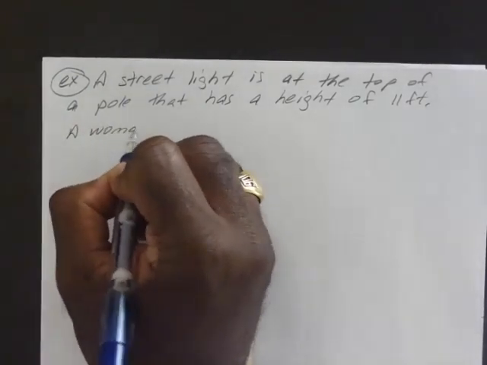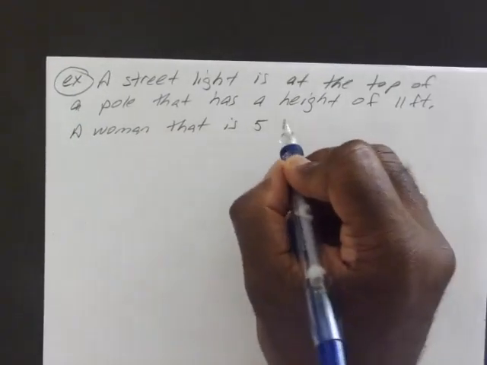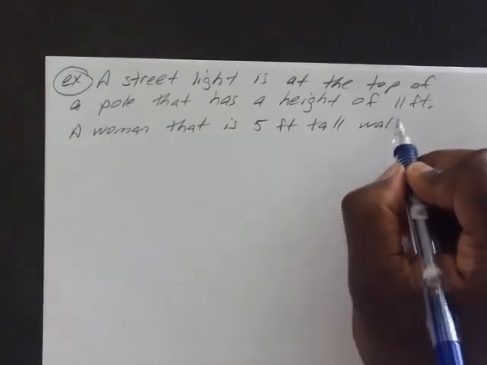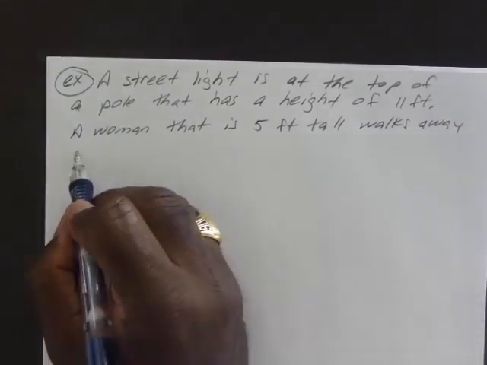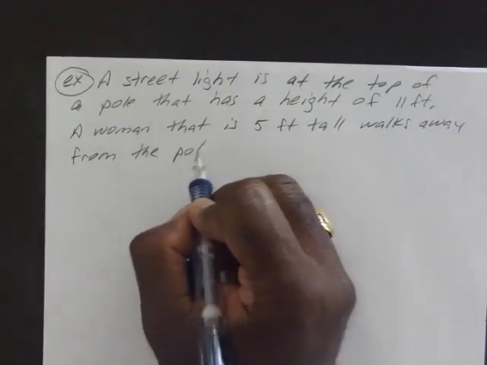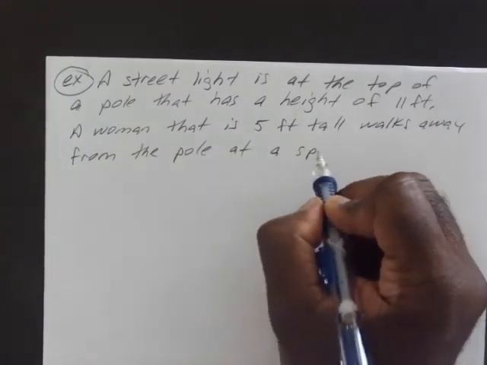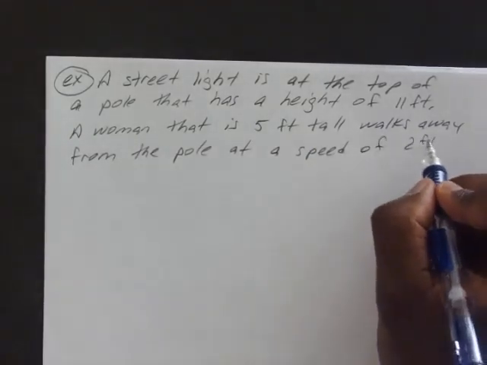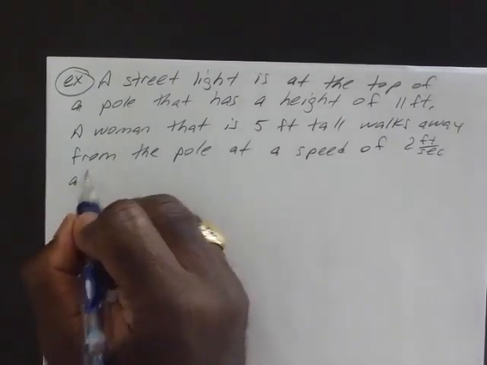Okay, so if we have a woman that is 5 feet tall, walks away from the pole at a speed of 2 feet per second along a straight path.